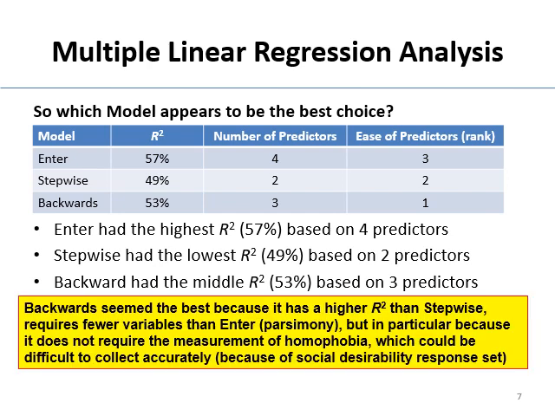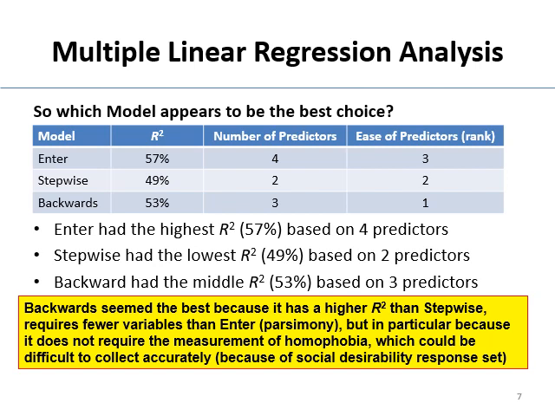Yeah, I picked backwards. So backwards seemed the best because it has a higher R squared than stepwise, and it requires fewer variables than enter, right? So it's more parsimonious, but in particular because it does not require measurement of homophobia, which could be difficult to collect accurately. People are going to lie. Social desirability. I think backwards is the best.